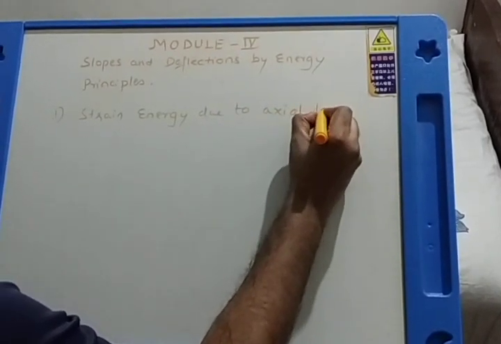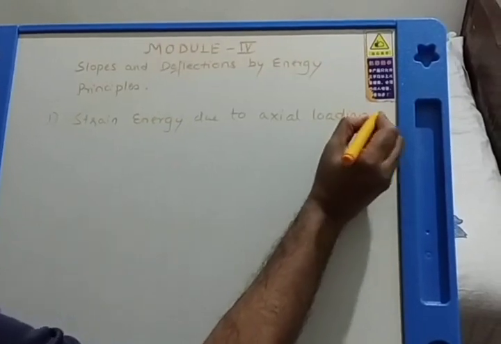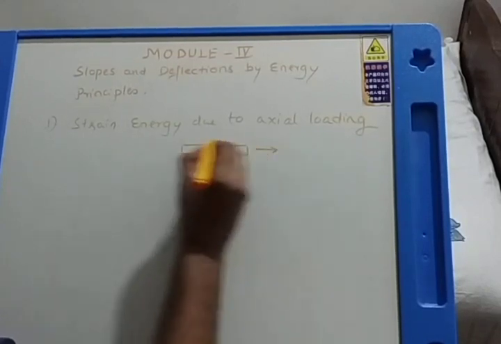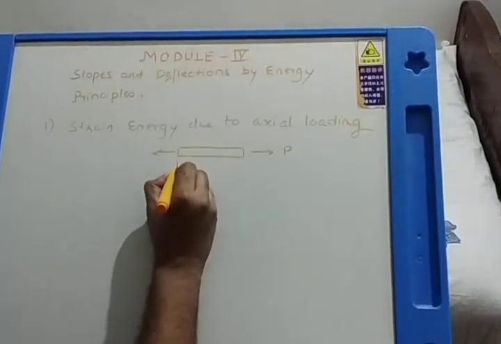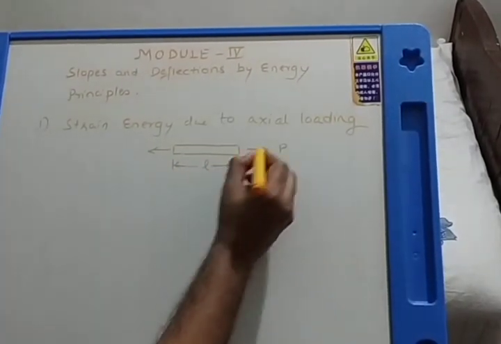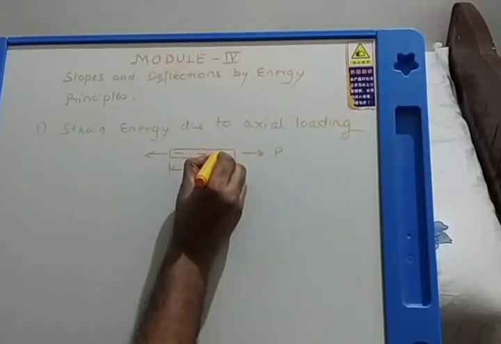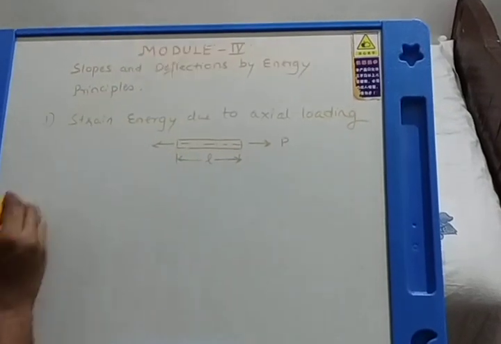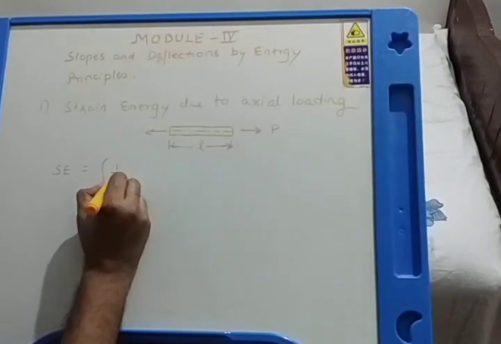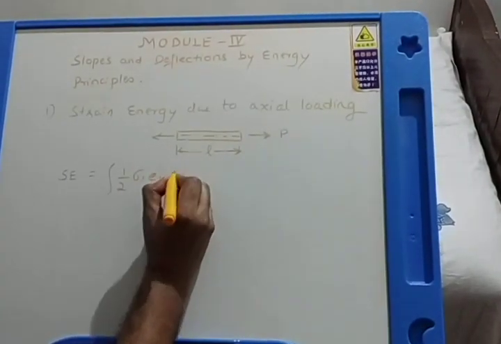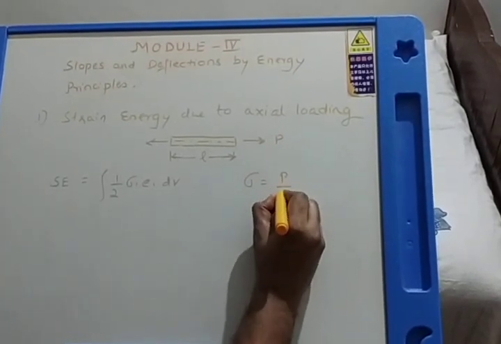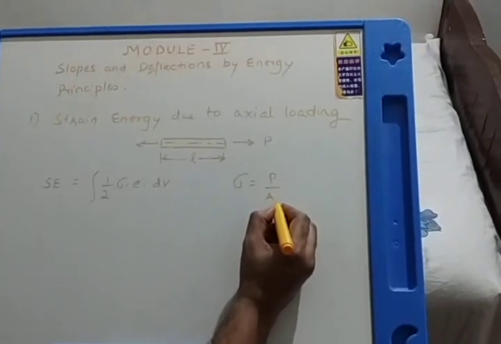Axial loading means when the loading is along the axis of the member. That means you take a member like this and load it with load P. If L is the length of the member and P is the load, then this type of loading, which is along the axis, is called axial loading. Now you already know the general expression for strain energy, SE is equal to integration of half sigma epsilon dV. You know what sigma is? When load is P, sigma is equal to P upon A, that is stress is equal to load upon cross-sectional area, where A is the cross-sectional area.